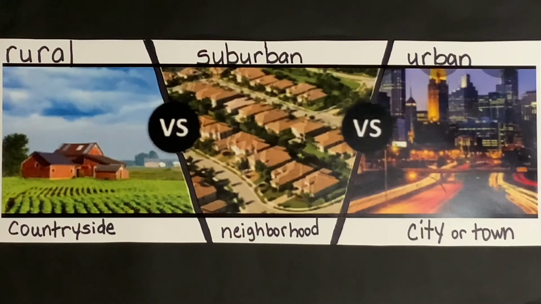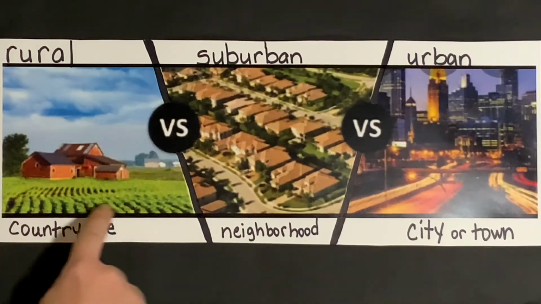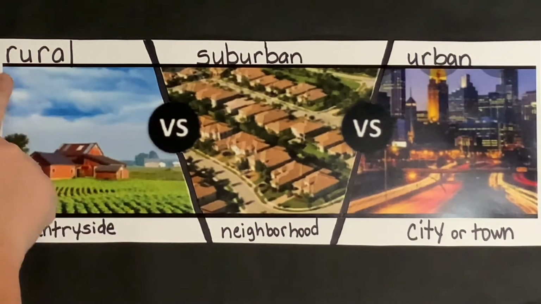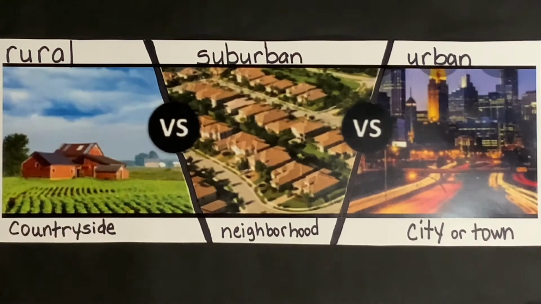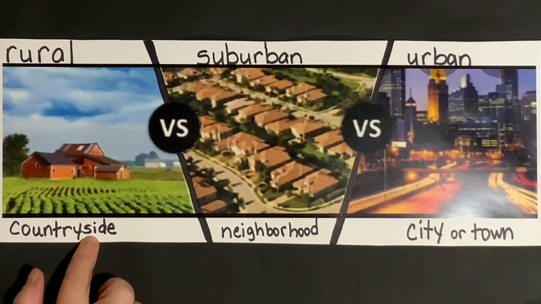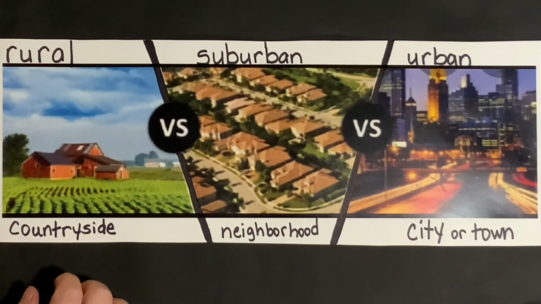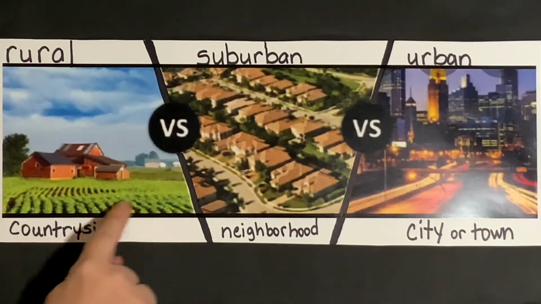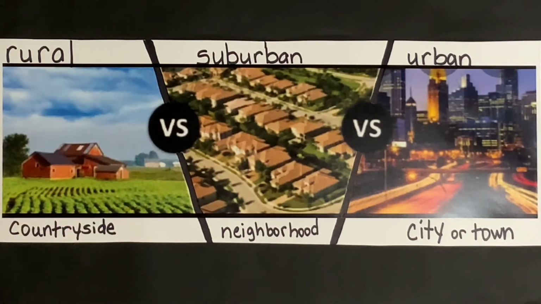I want you to take a look at these three different pictures. They are all three different communities. Let's go over them together. This picture is a rural community. Very good. Another word for rural community could be countryside, maybe even country, okay? And you can take a look at what this looks like.